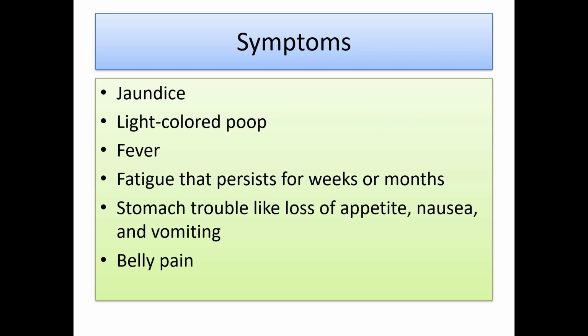Symptoms for hepatitis B infection. We can get jaundice, light colored poop, fecal matter will be light colored, a fever, fatigue that persists for weeks or months, stomach trouble like loss of appetite, nausea and vomiting, belly pain. These are the symptoms mostly we can see in the patients who are infected by hepatitis B virus.